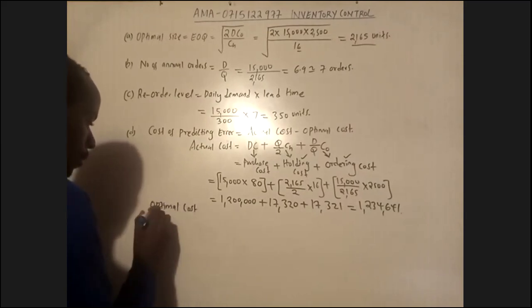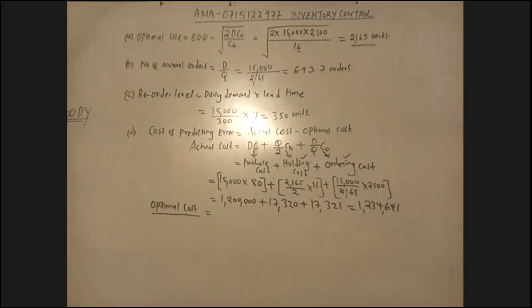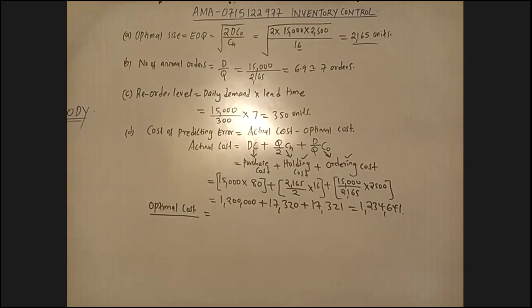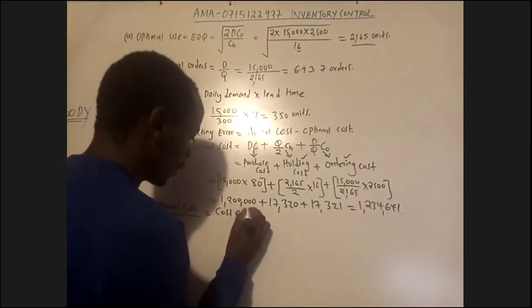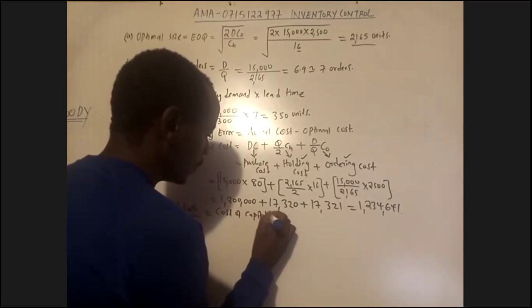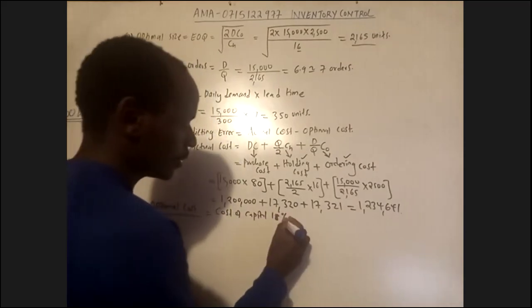Optimal cost. And remember for optimal cost there are some things they said change. So back to our question, they say the cost of prediction error copy, if the actual cost of capital is 18% and the ordering cost is 18%. So cost of capital 18%. Remember what it was? Remember it was 20%.